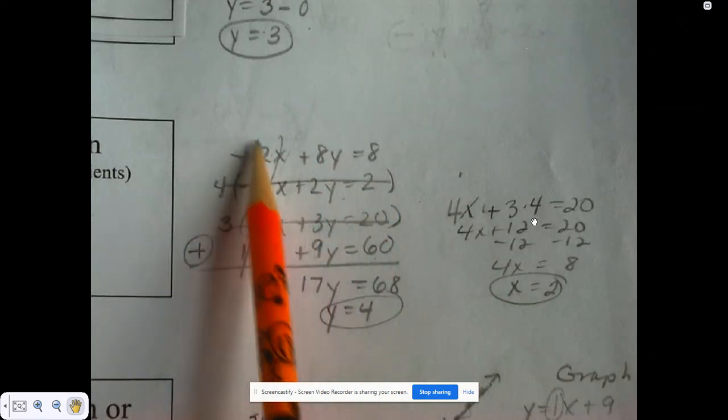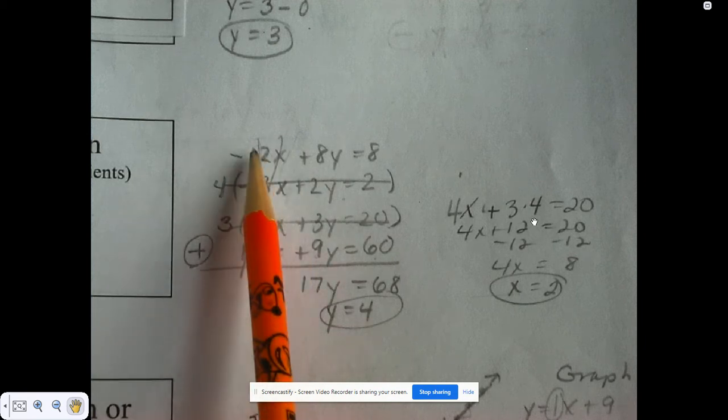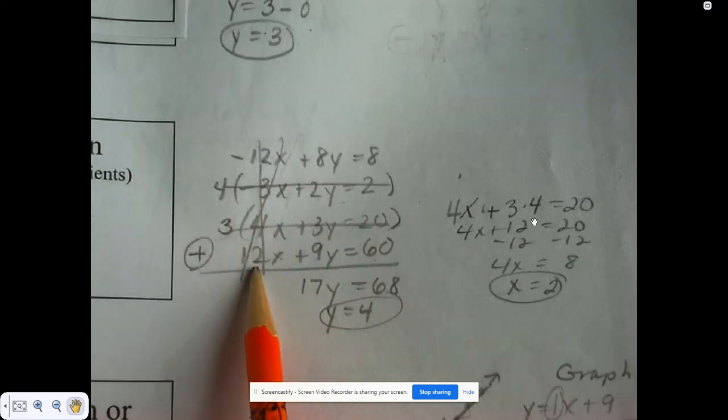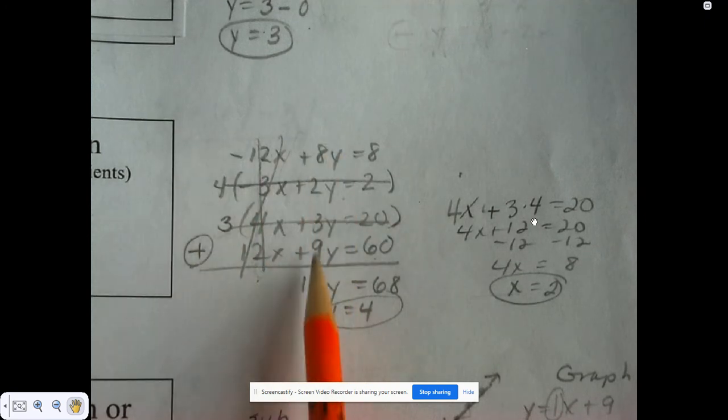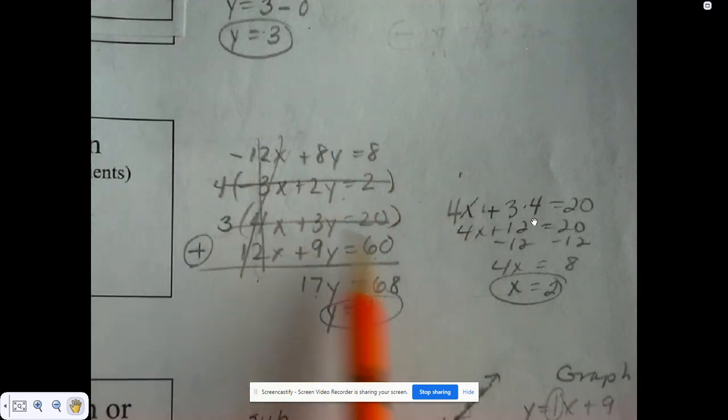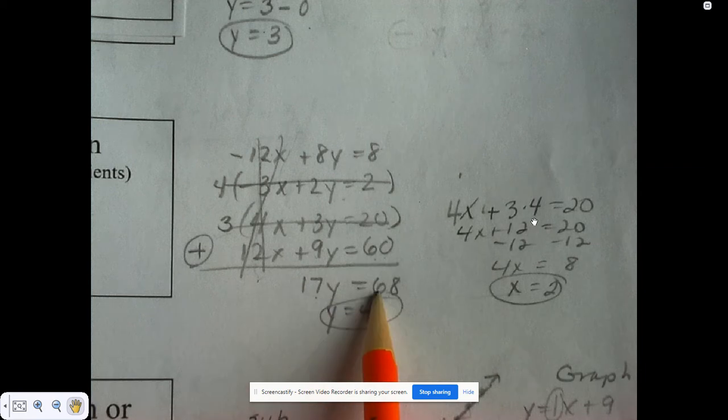So I eliminated the -12 and the +12 because they are opposite coefficients. So that equals 0. 8y plus 9y is 17y. 8 plus 60 is 68. Divided by 17, and I end up with 4. Now remember, we can't have just one answer. We need the other one.